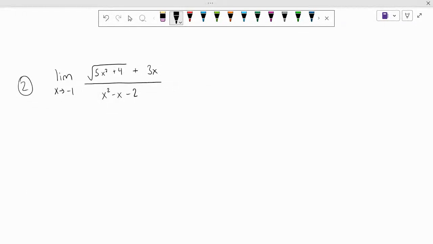Okay, so this one involves a square root in it. Let's try plugging in -1 for x real quick. If you plug in -1 for x, you're going to get the square root of 9 minus 3 over, and so you plug in -1 for x. So -1 squared is 1. You get minus -1, so plus 1, and then minus 2. And here you can see that, again, this is sort of a 0 over 0 indeterminate form situation.